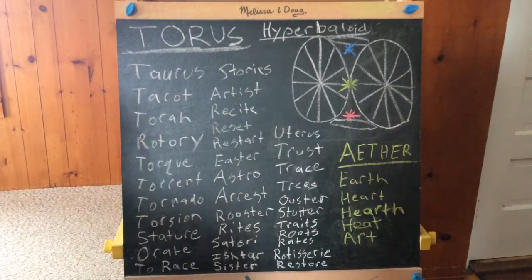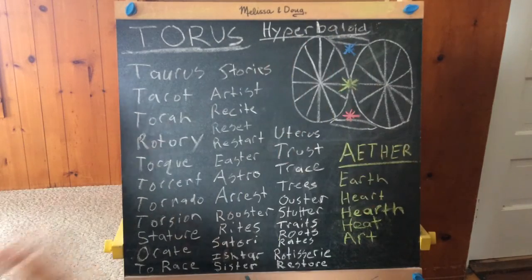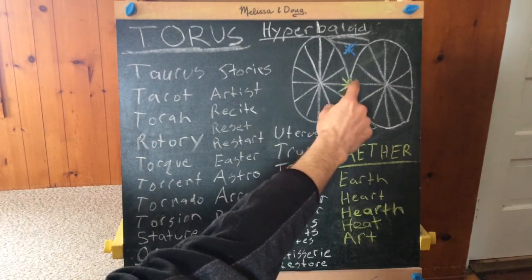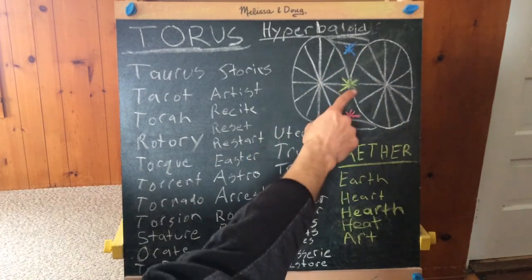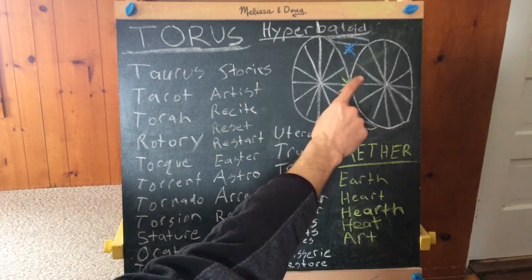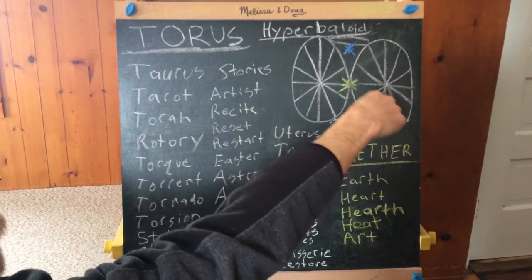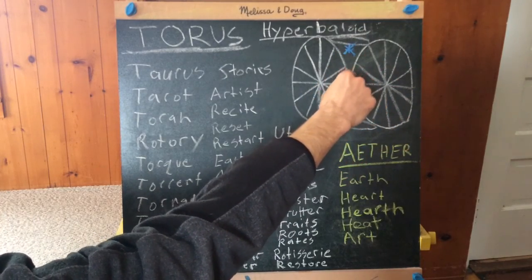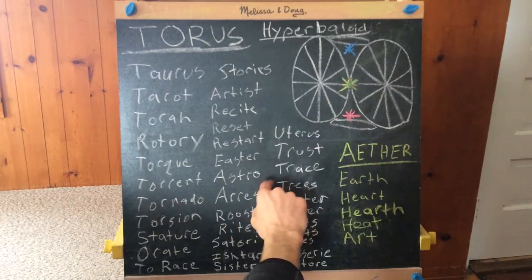Now let's go artist. You know, this is the creative process, the whole thing. Recite. You know, this is like knowing something by heart. This is your heart chakra. You're able to recite it over and over again. Reset. Things get reset here. Things restart here. Easter. This is the sun's path through the year. This is the spring equinox in Aries. This is when Easter happens, right here at the center of the Taurus again.